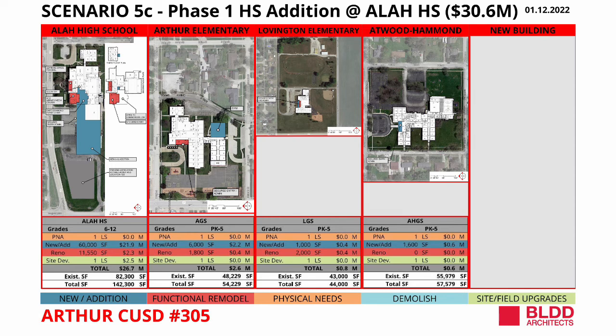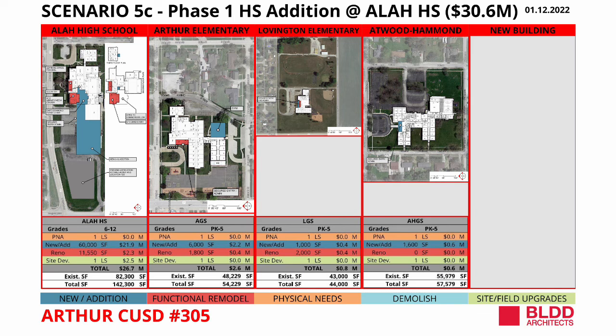Now, when implementing Scenario 5C, the scope of work is a bit different. Similar to Scenario 5A, the largest cost item is the addition at the existing high school. But the addition is slightly larger, about 8,000 square feet more, and supports industrial arts in that addition as well. The renovation work at the high school includes reorganization to make media, library, and band and choir a more centralized shared resource. Work at the elementary schools is slightly limited, with only the secured entries at each campus and the Arthur gym occurring. No physical needs work allowance is included at any of the buildings.